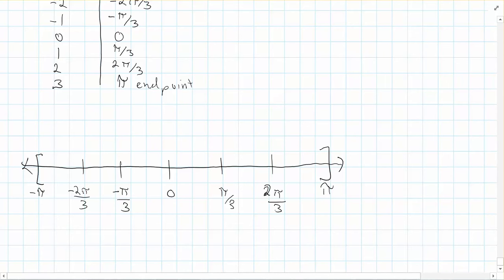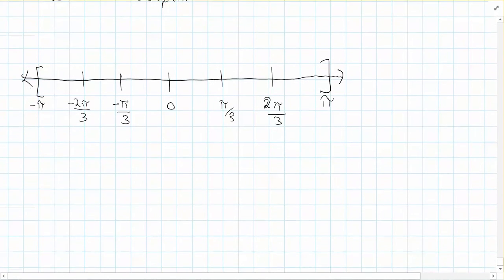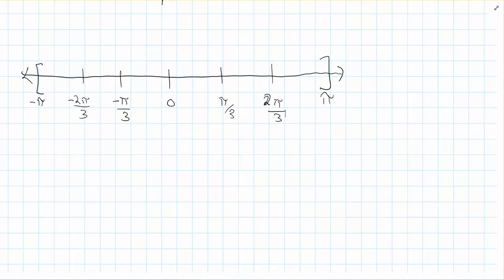Now we need to test something in all of these intervals in order to determine whether we're increasing or decreasing. I'm not going to test all the intervals. I'm going to test just a couple to illustrate it. I'm going to pick something between 0 and pi over 3. So pi over 4 is what I'm going to look at.